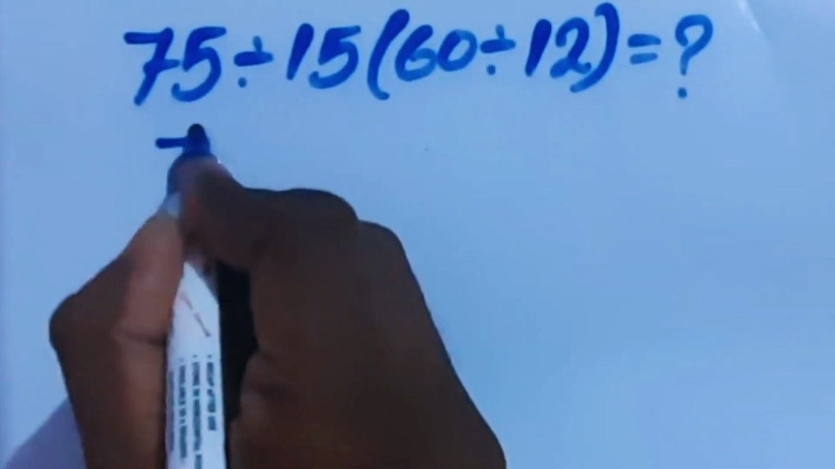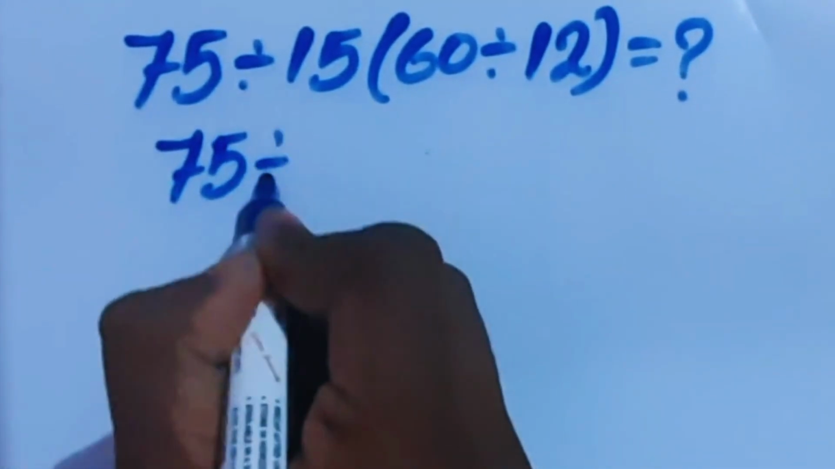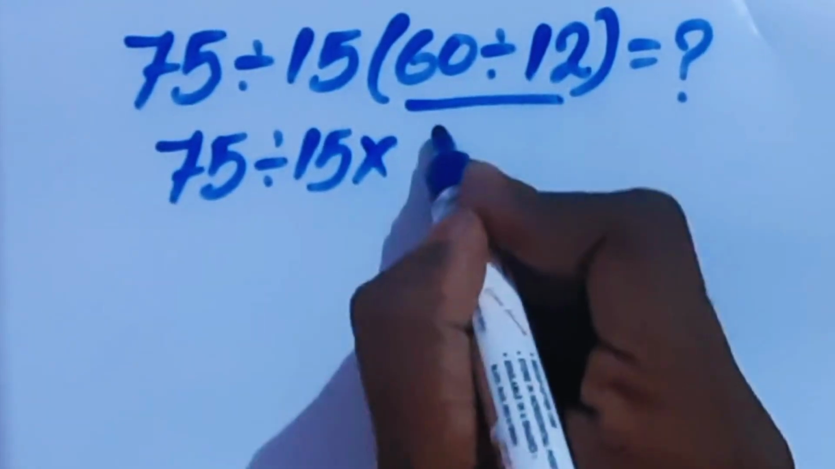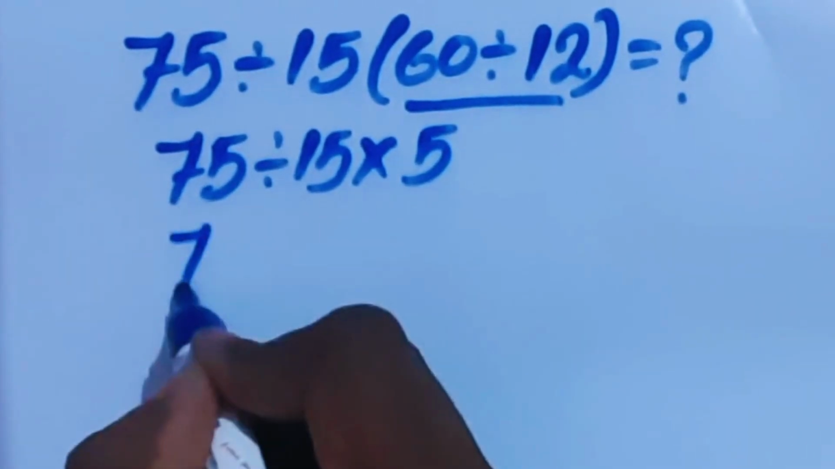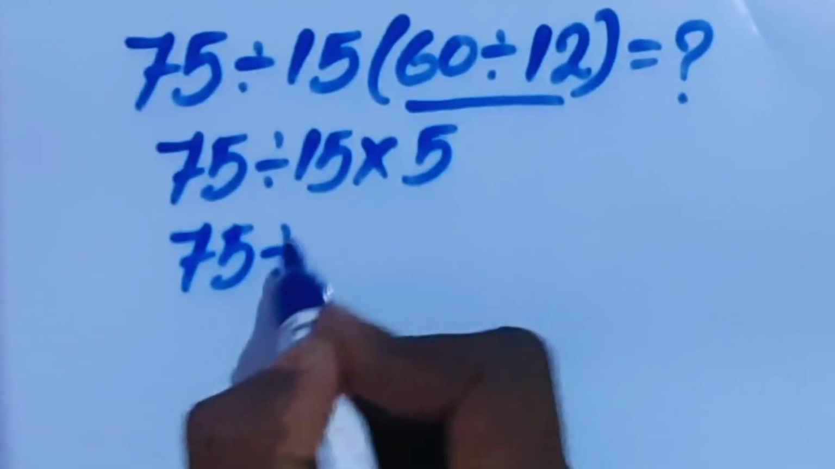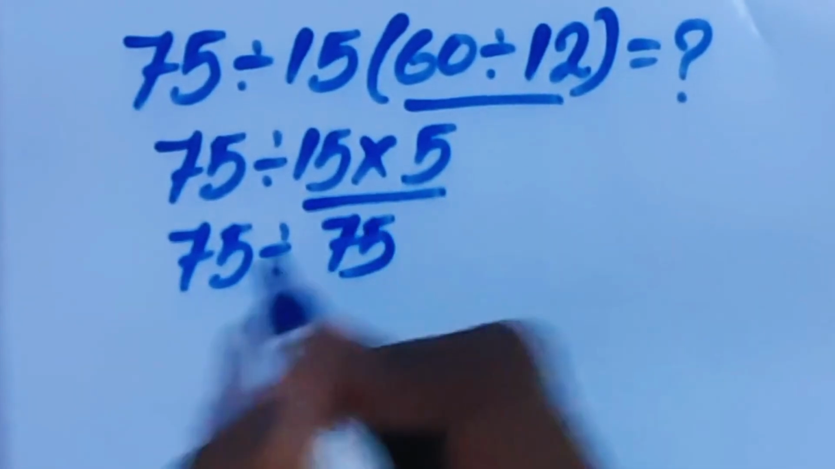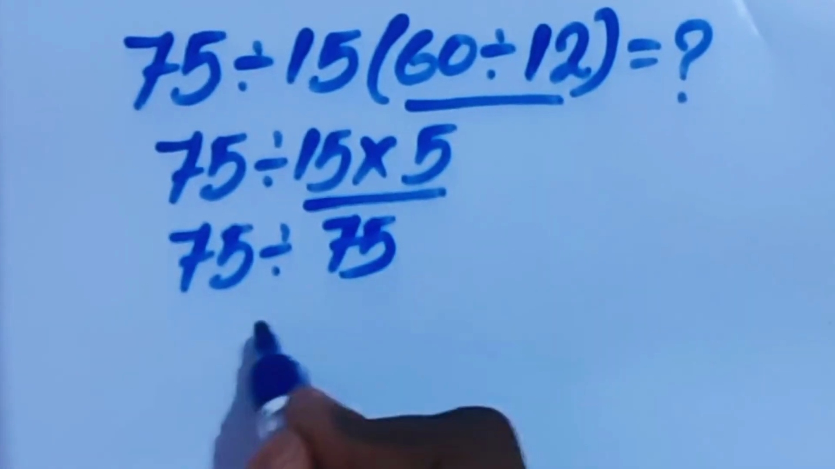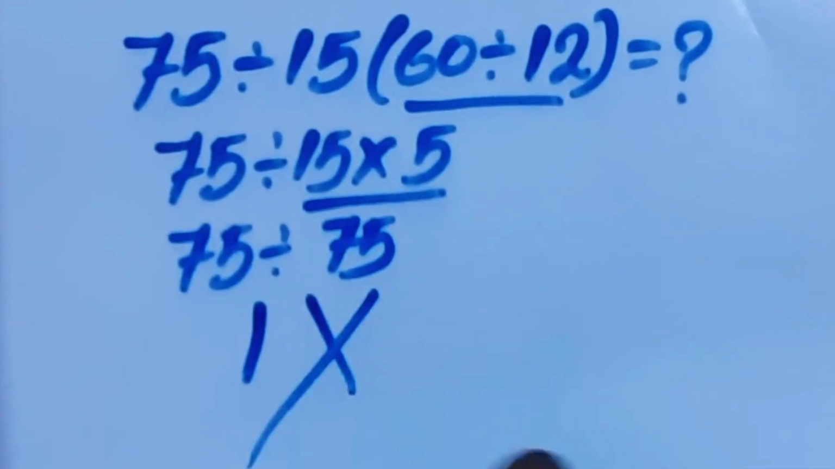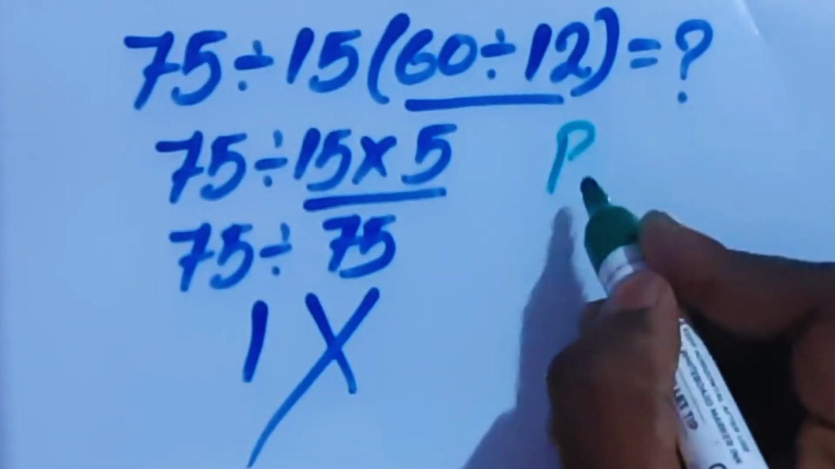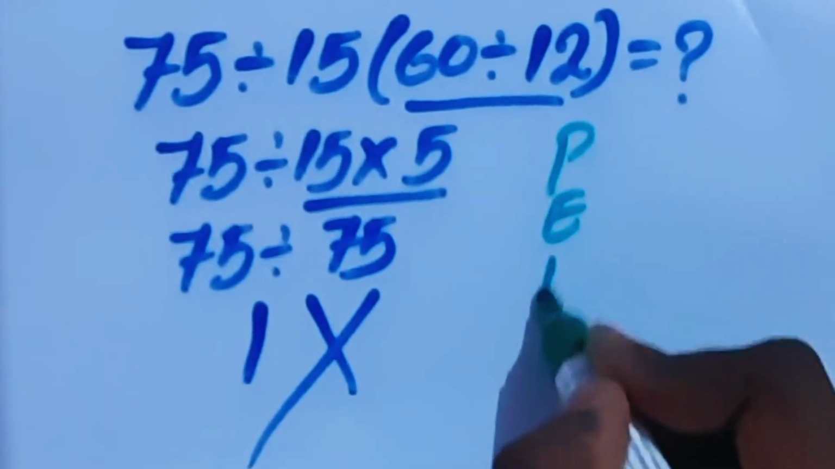Hi guys, here 75 divided by 15 times this is 5. Here 75 divided by this is 75. Now 75 divided by 75 is 1. This answer is wrong as per the order of operations. Now we are going to introduce the PEMDAS rule from order of operations.